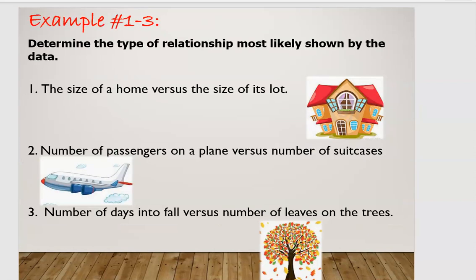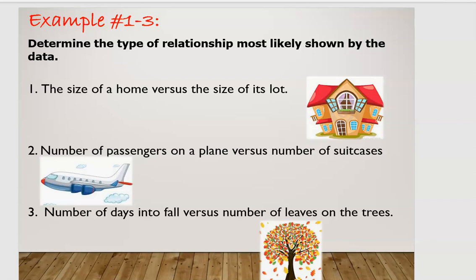So in these examples, let's determine if the type of relationship is positive, negative, or no correlation at all. In this first example, the size of a home versus the size of its lot. What do you think?